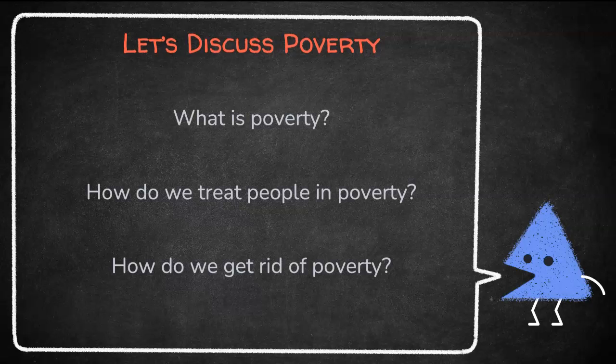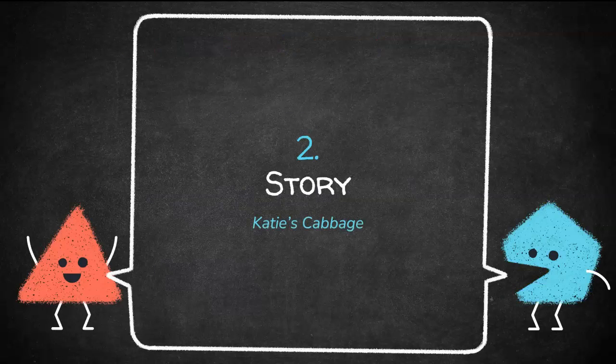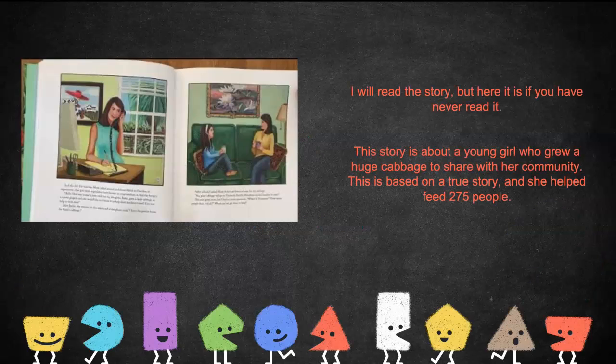And then we would say, how do we get rid of poverty? Like, how do we lessen the amount of people that are maybe in our community? How do we lessen the people in poverty who are hungry, an aspect? Because we, as a school, focus on hunger a little bit more versus other things. So then day 2, we would get into the story, Katie's Cabbage. And I have it on this slide. I have a video. I am not going to play it because it is long.